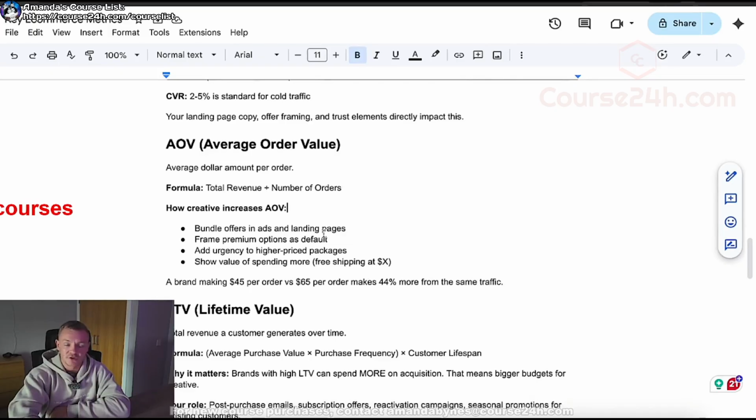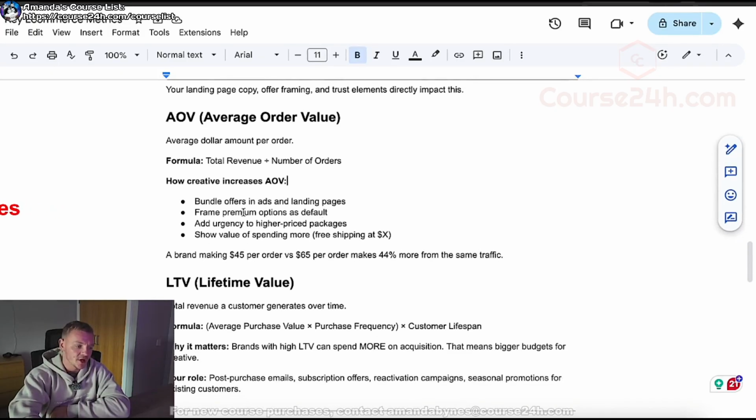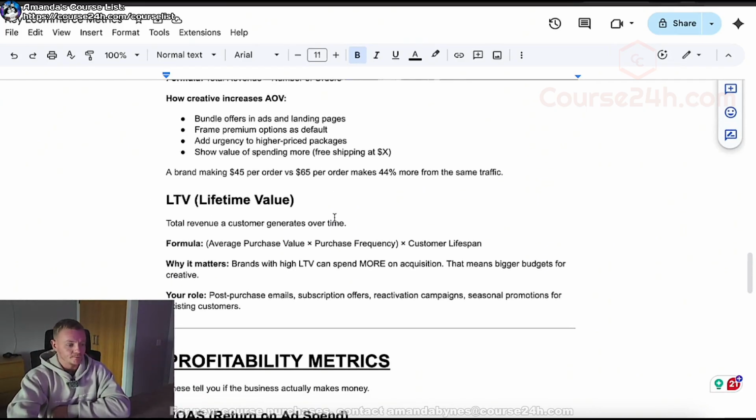Now, on Shopify and stuff, it's going to show you your AOV. You don't need to calculate this stuff. But you should always be looking to increase average order value, because if our average order value is higher, it means that we can actually spend more on ads to get a profitable customer. And the same goes for lifetime value.